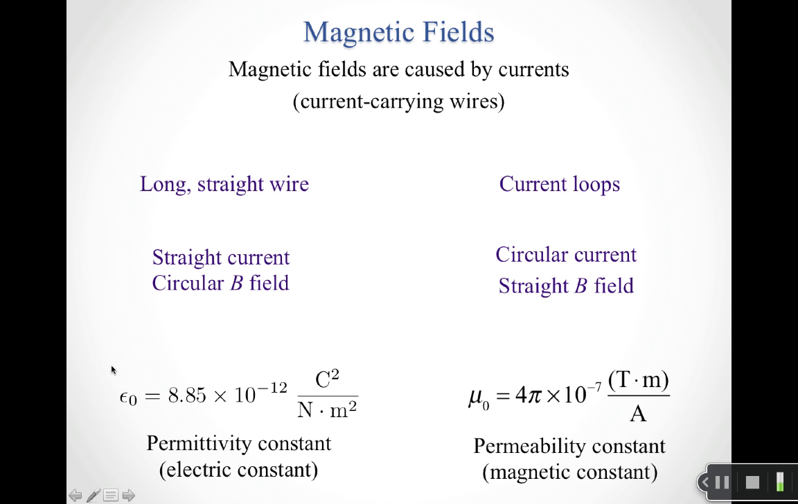In the same way that we knew how epsilon naught related to k, our Coulomb's constant, in one form or another epsilon naught was in most anything we did with electrical stuff. Mu naught is going to keep popping up in our magnetic stuff.